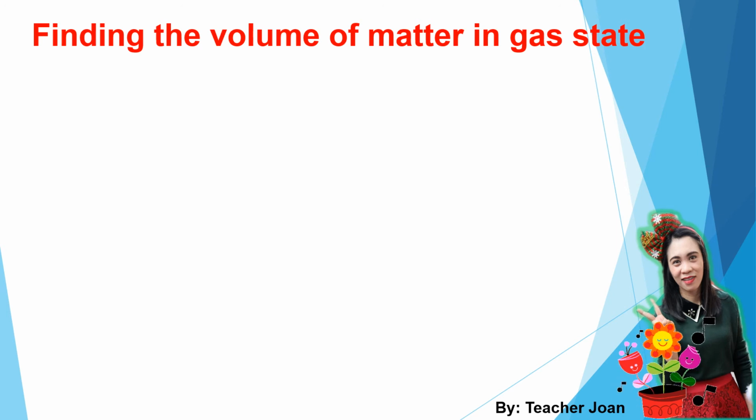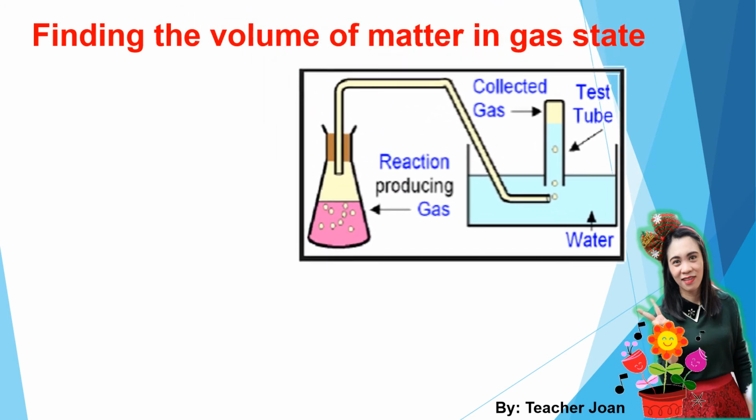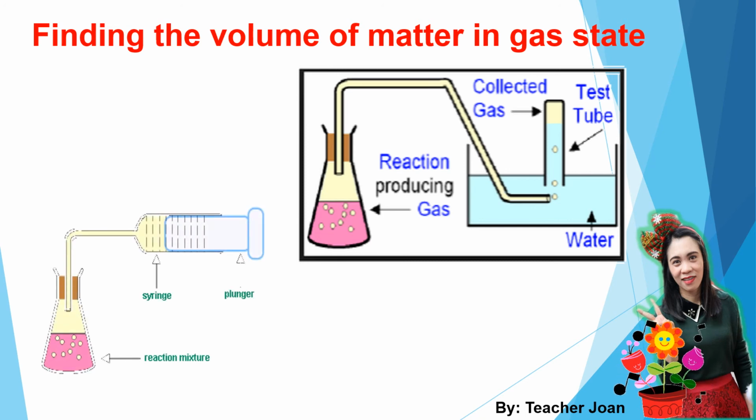Now let's find the volume of matter in gas state. In order for us to find the volume of matter in gas state, we need to use the water displacement method. The boiling water produces gas or steam or vapor, okay? It goes inside the straw. Now, we put the straw connected to the aquarium with water and then the test tube upside down. As you can see, the space in the test tube is the gas collected from the boiling water. Okay, you understand?